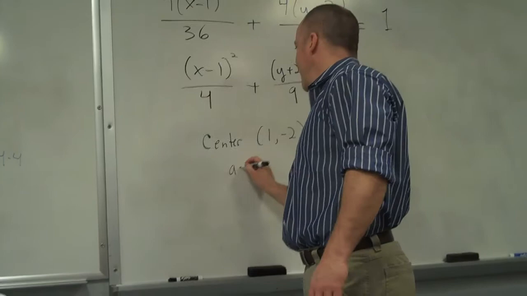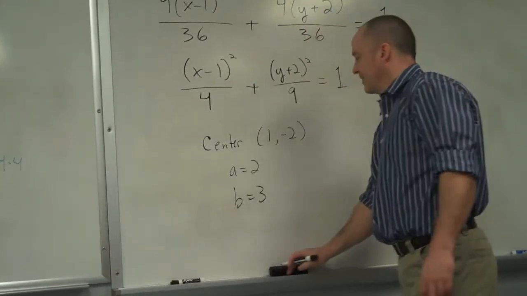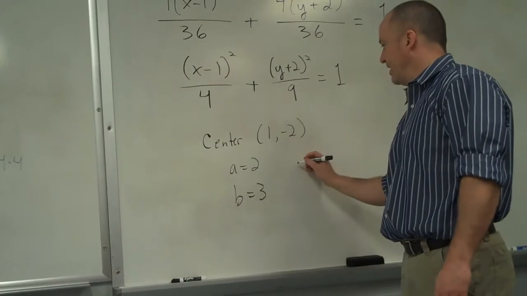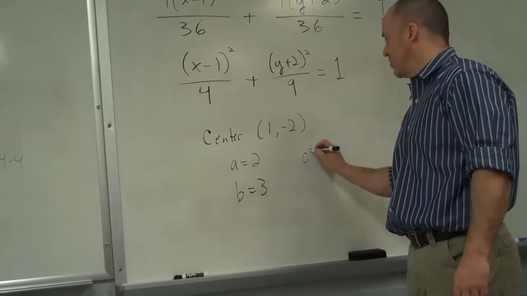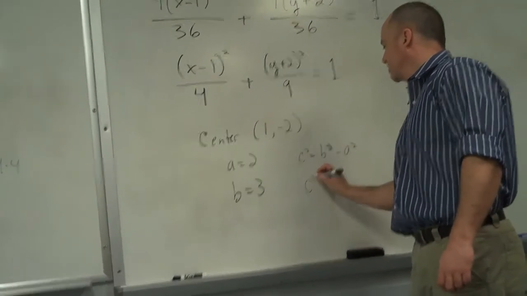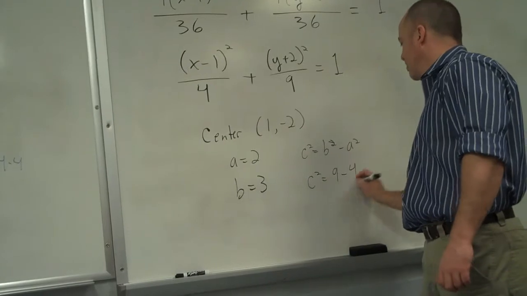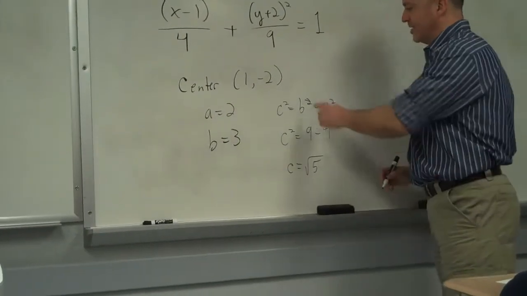Very good. A is 2. B is 3. The foci is going to be at something really annoying, root 5. Very good. Because it's going to be c squared equals b squared minus a squared. So c squared will be 9 minus 4. So c is going to be the square root of 5, which is about 2 point something.